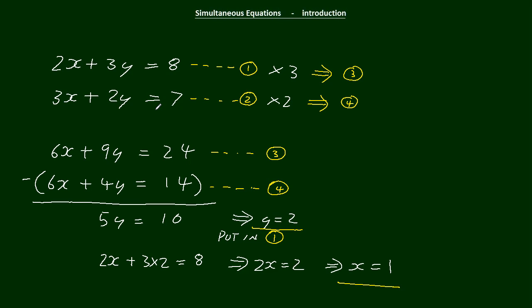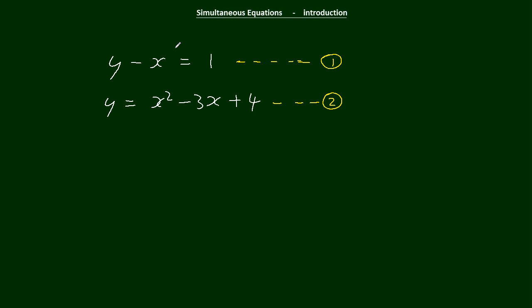Okay, on to the final one. y minus x equals 1, that's equation 1, and then we've got y equals x squared minus 3x plus 4, that'll be equation 2. So we've got a quadratic now. So what we'll do is we'll take this minus x to the other side, and we can say plus x gives equation 3. So that becomes y equals x plus 1.